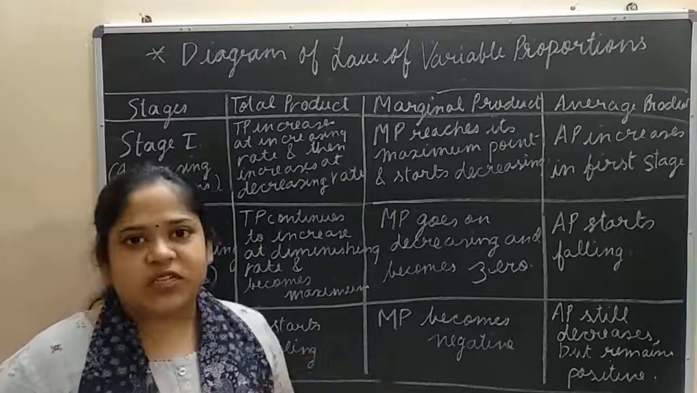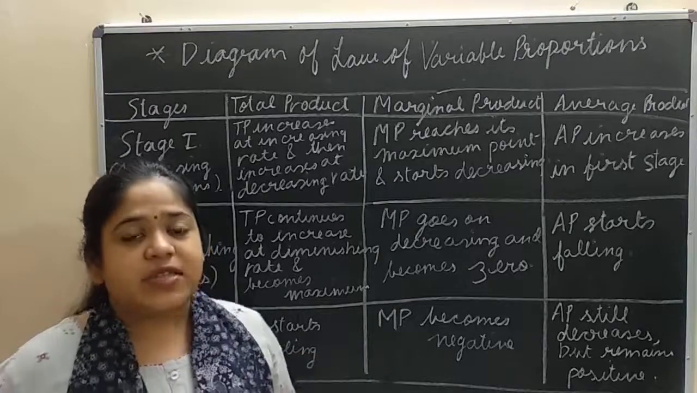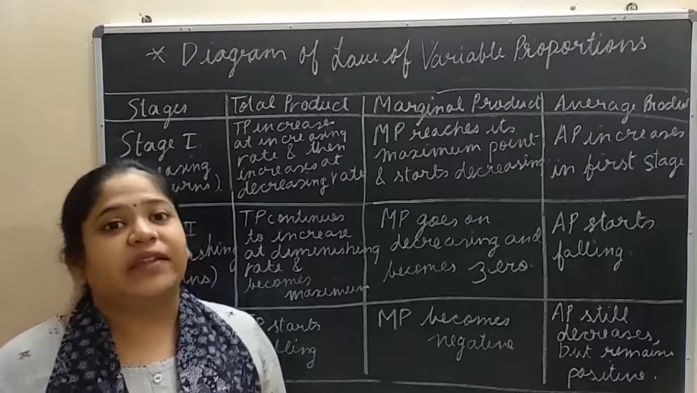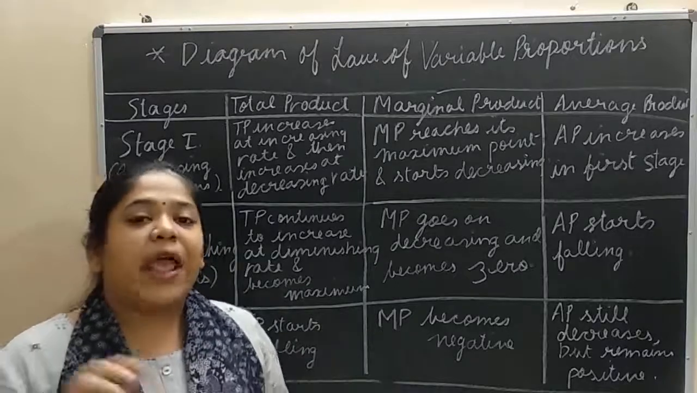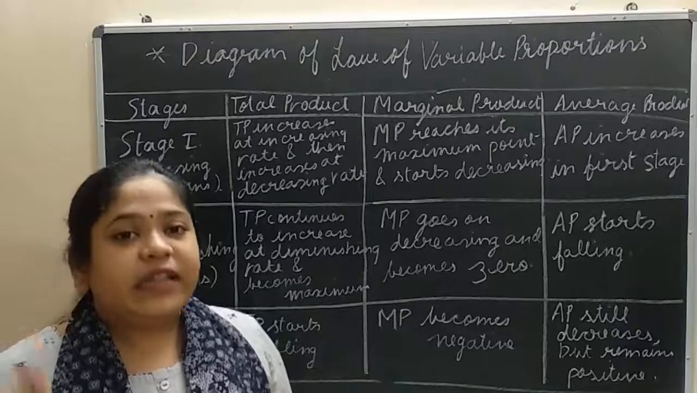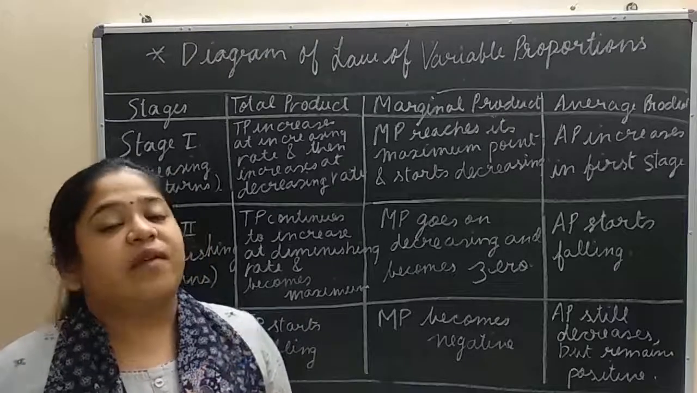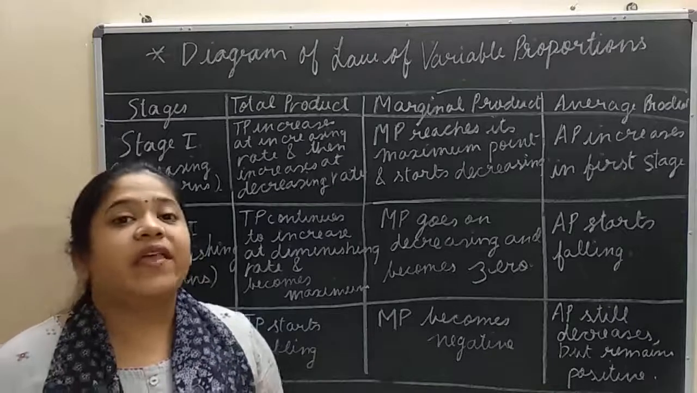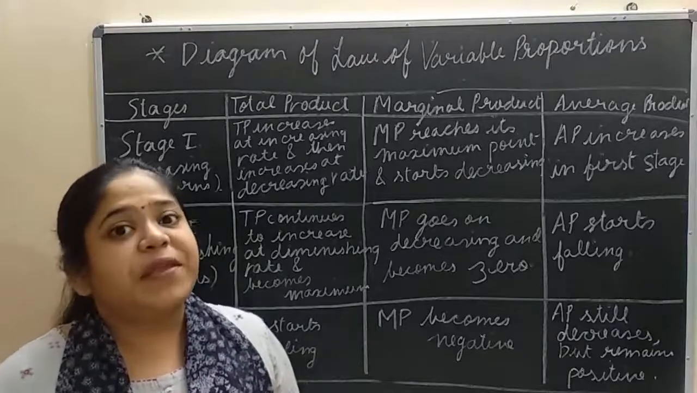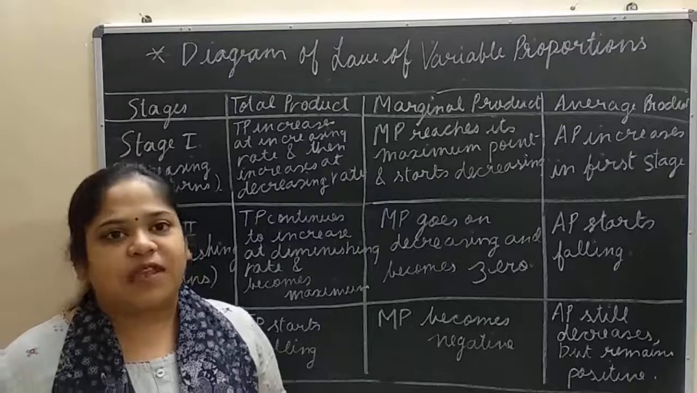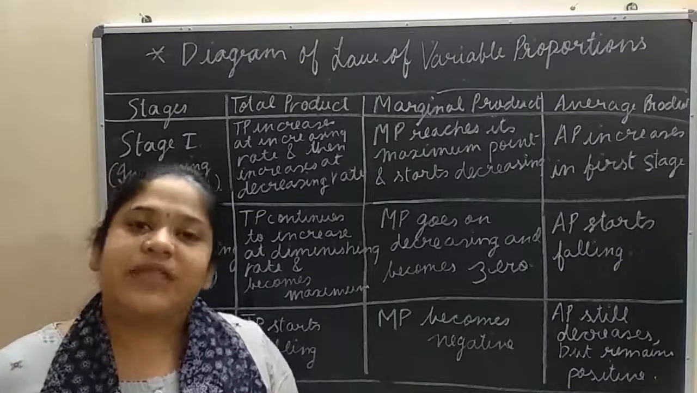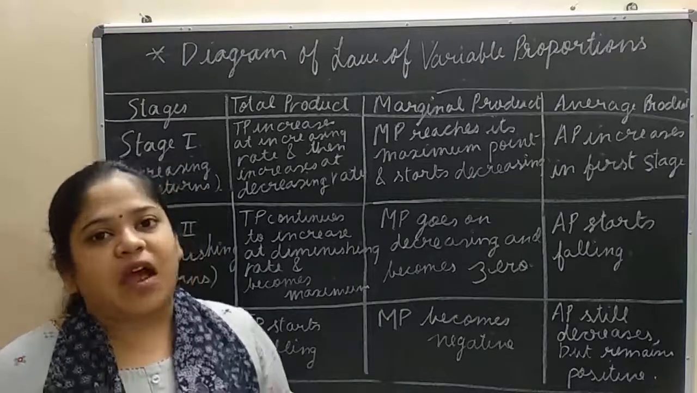Let us repeat. When MP increases, TP increases at an increasing rate. When MP decreases, TP increases but at a decreasing rate. When MP is 0, TP is maximum. When MP becomes negative, TP starts falling.